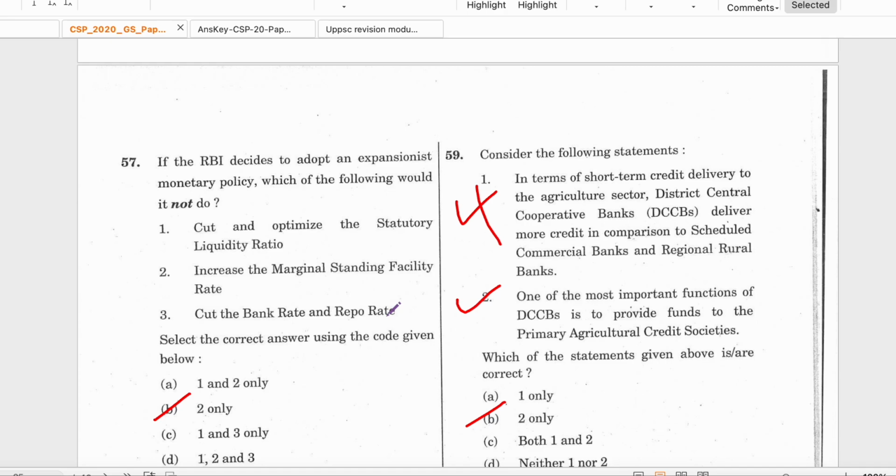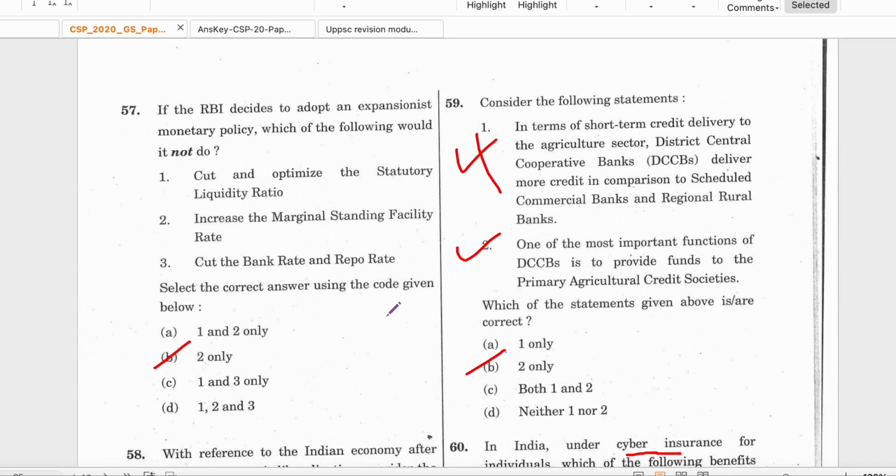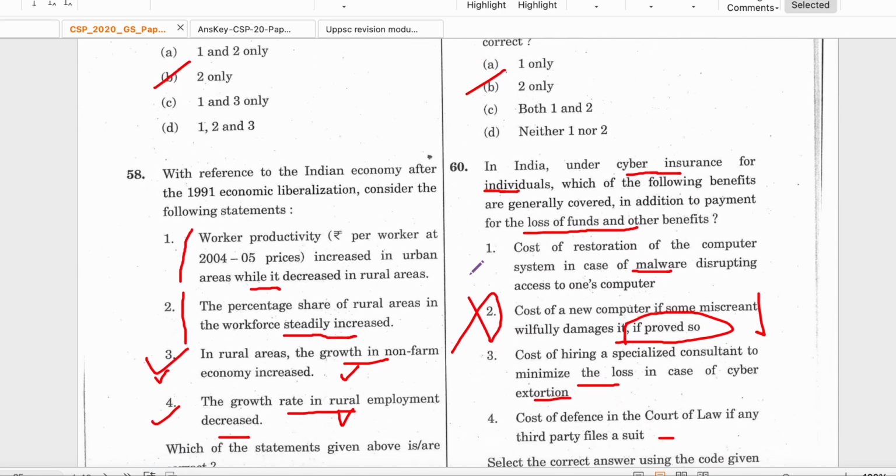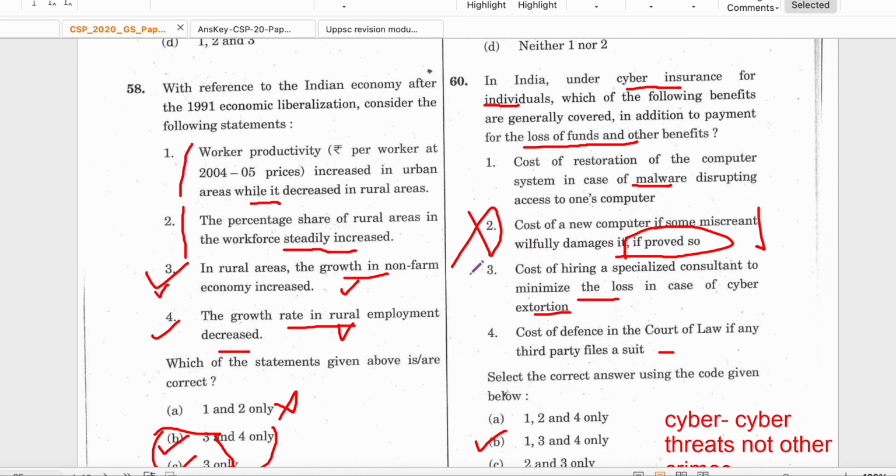वन ऑफ द मोस्ट इंपॉर्टेंट फंक्शन ऑफ डीसीसीबी इज टू प्रोवाइड फंड्स टू द प्राइमरी एग्रीकल्चर क्रेडिट सोसाइटी. वन ऑफ द मोस्ट इंपॉर्टेंट, चलो ठीक लगता है, अगर ये नहीं होता तो ये रॉन्ग हो जाता. सो ऑप्शन बी इज द करेक्ट आंसर. अब आ गए क्वेश्चन नंबर 60 में, प्योर लॉजिक से सही हो रहा है. हु नोज की क्या है क्राइटेरिया, क्या नहीं है. इन इंडिया अंडर साइबर इंश्योरेंस फॉर इंडिविजुअल्स which of the following benefits are generally covered in addition to payment for the loss of funds and other benefits?